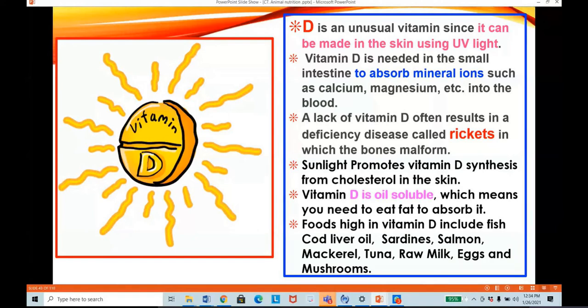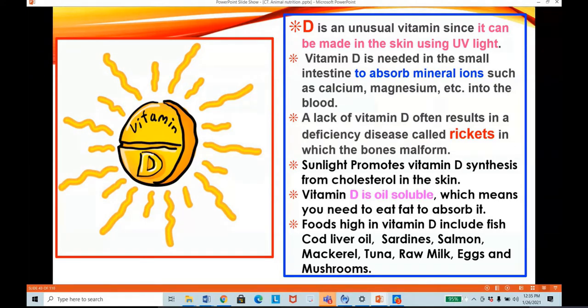Now let's move on to vitamin D deficiency. As I told you, whenever your body is exposed to the sunlight before 8 a.m. in the morning, your body can produce vitamin D on its own. There is a substance under your skin known as cholecalciferol, which is a type of cholesterol, which gets converted to vitamin D whenever you are exposed to the sunlight. So it is an unusual vitamin since it can be made in the skin using UV light.